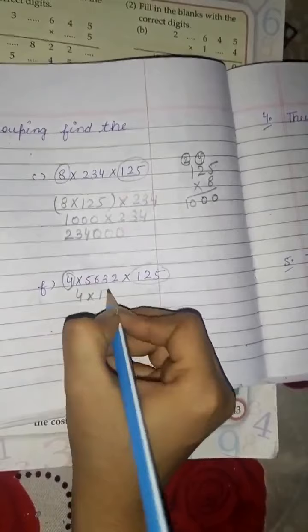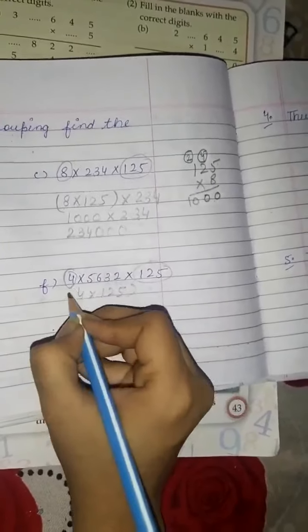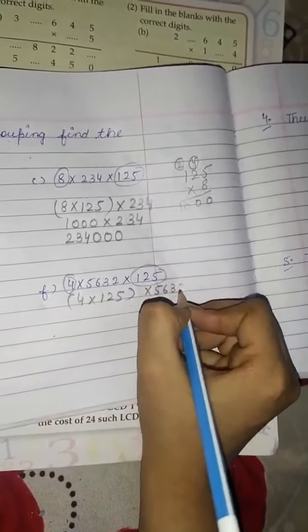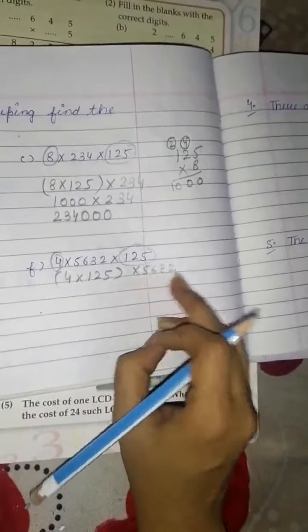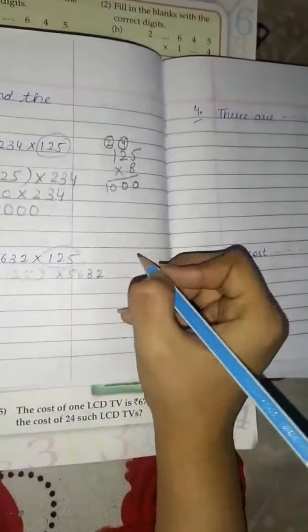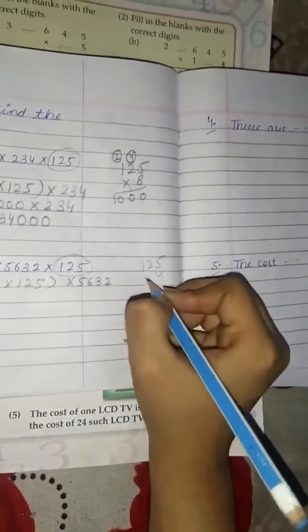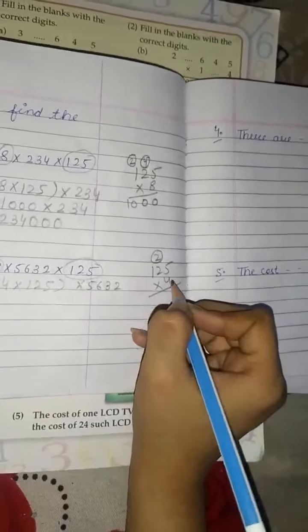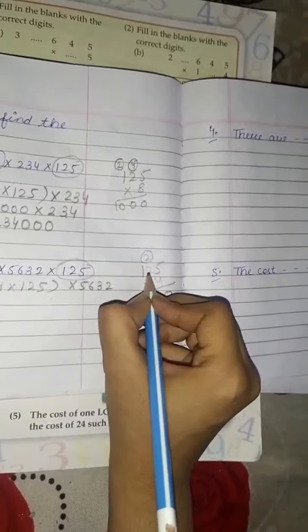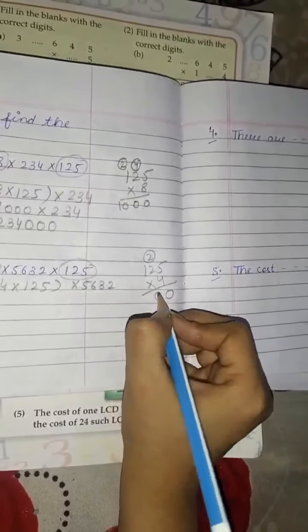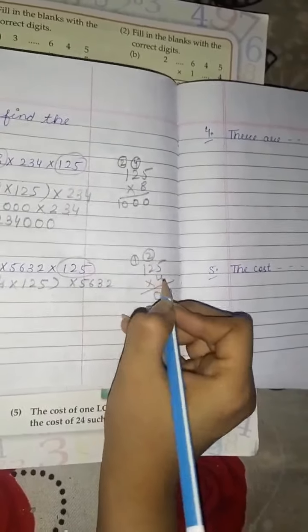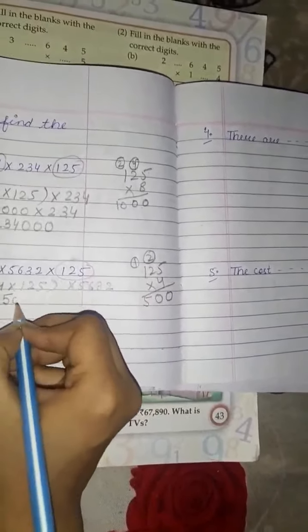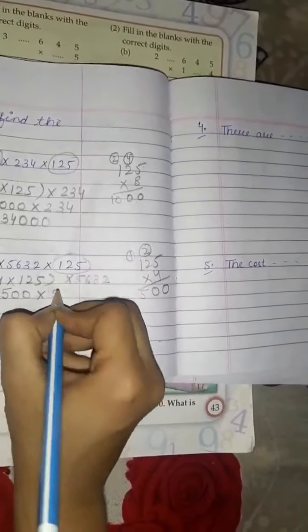Now F part. Take 4 and 125. 4 multiply 125. Write down brackets. Then multiply 5632. Now multiply 125 by 4. 4 5s are 20. 2 carry goes to tens place. 4 2s are 8. 8 and 2 10. Write down 0. 1 carry goes to 100 place. 4 1s are 4. 4 and 1 5. Answer is 500.